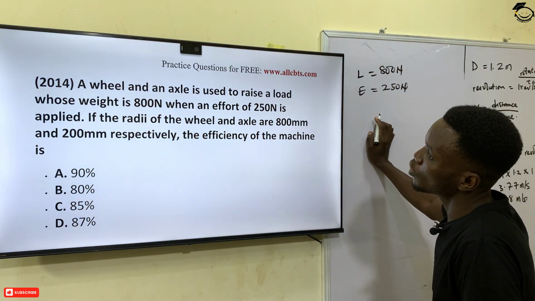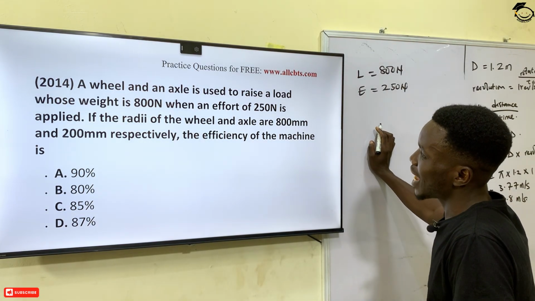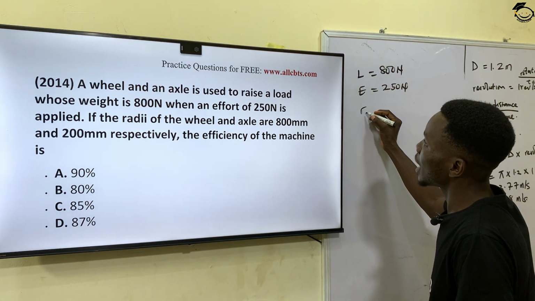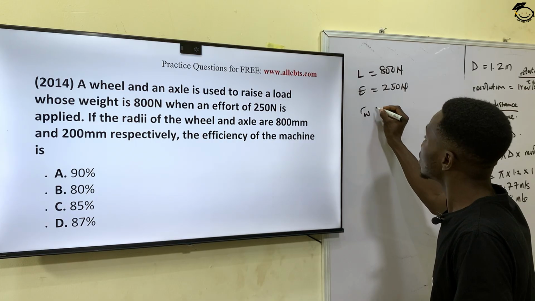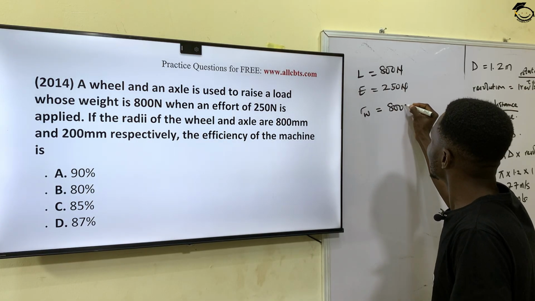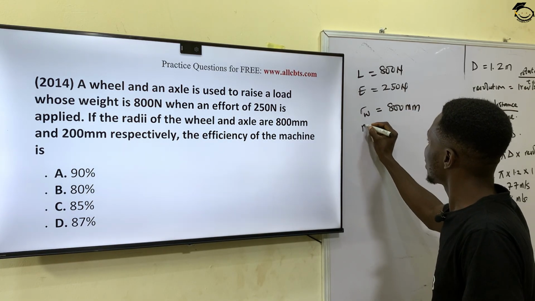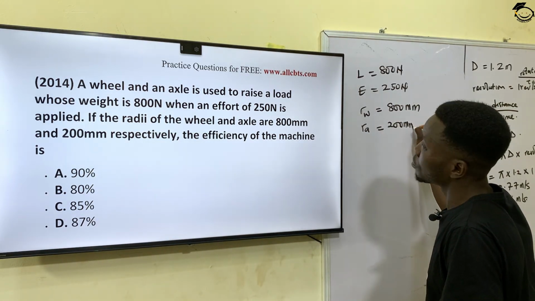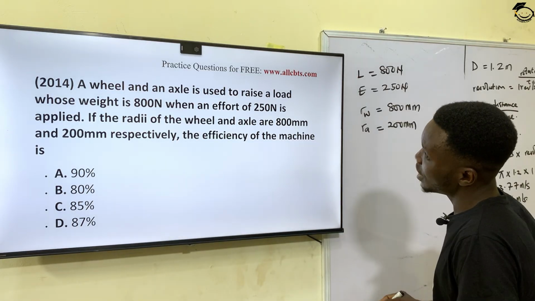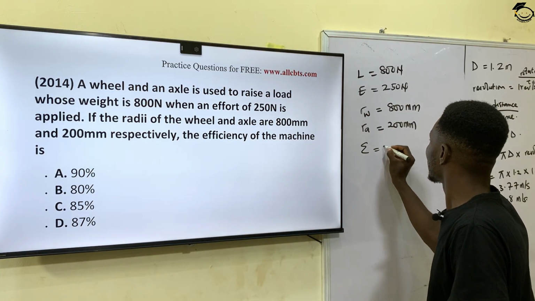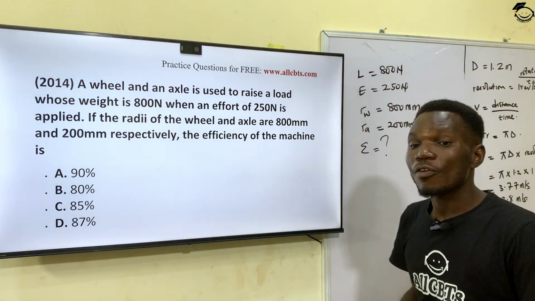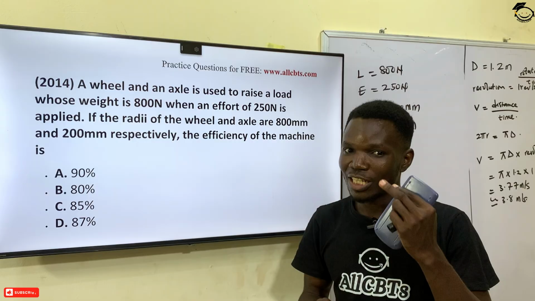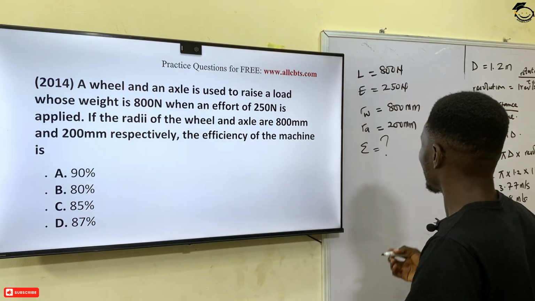When an effort of 250 Newton is applied, if the radii of the wheel and the axle, so the radius of the wheel is 800 millimeters, and the radius of the axle is 200 millimeters, respectively. The efficiency of the machine is, now remember that we have done a full video of machines earlier. Don't forget to go to our channel and check it out. So moving on to the question, let's solve this.